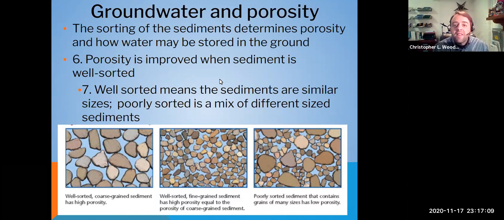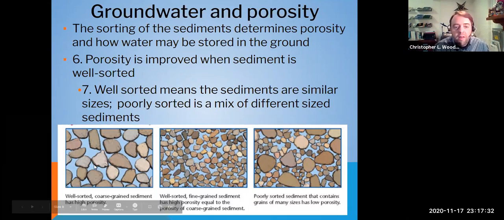It's the sorting of the sediments that determines the porosity of that material and how much water can be stored in the ground. If the sediment is well sorted, and what I mean by well sorted is by size, so well sorted is about the same size sediment, then the porosity is going to be improved. It'll hold more water. And you can look at the graphic here.